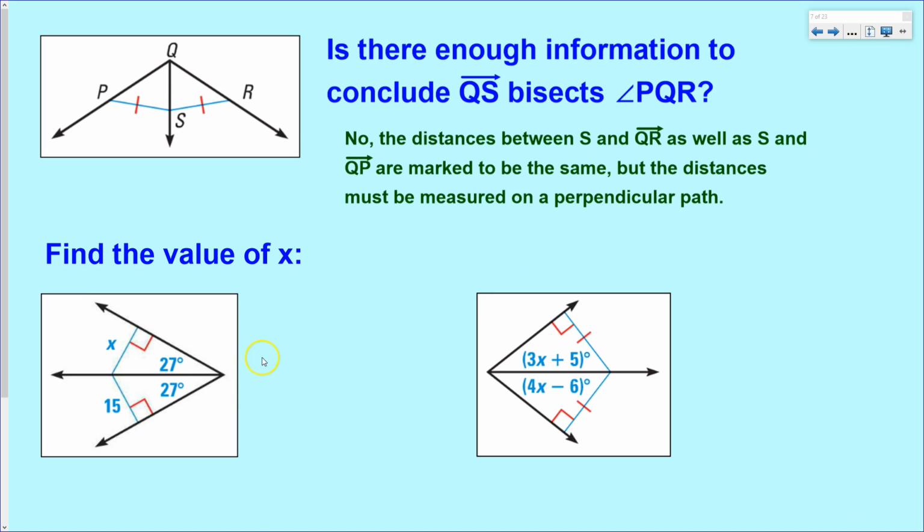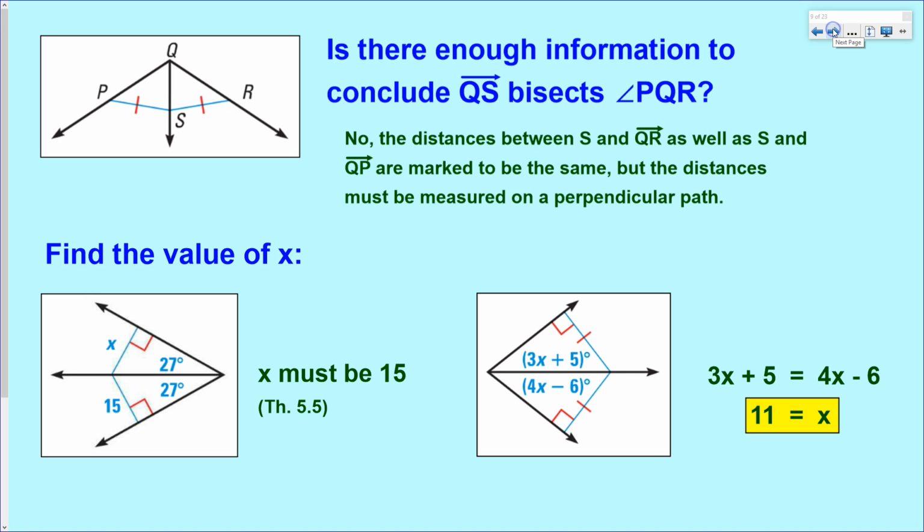Finding the value of x, super easy on this one. These are marked as being equivalent measures, so you know that the distances, and they are marked as being perpendicular this time, must be the same, so x must be 15 by theorem 5.5. Likewise here we have, again, congruent distances, and we know that they're distances because they're marked as being perpendicular, so now we can safely set those two angle measurements equal to each other and solve for x.